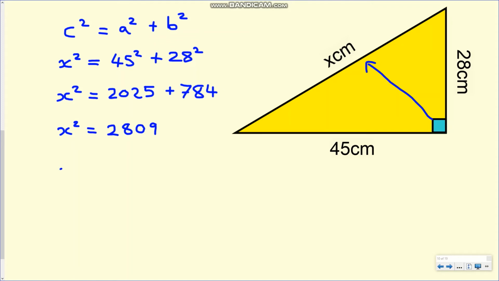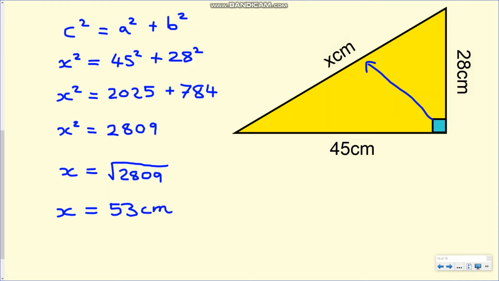To finish this off, I want to find x on its own, so I'm going to square root the answer that I got. 2,809 square rooted gives me a final answer of 53. So 53 centimeters.